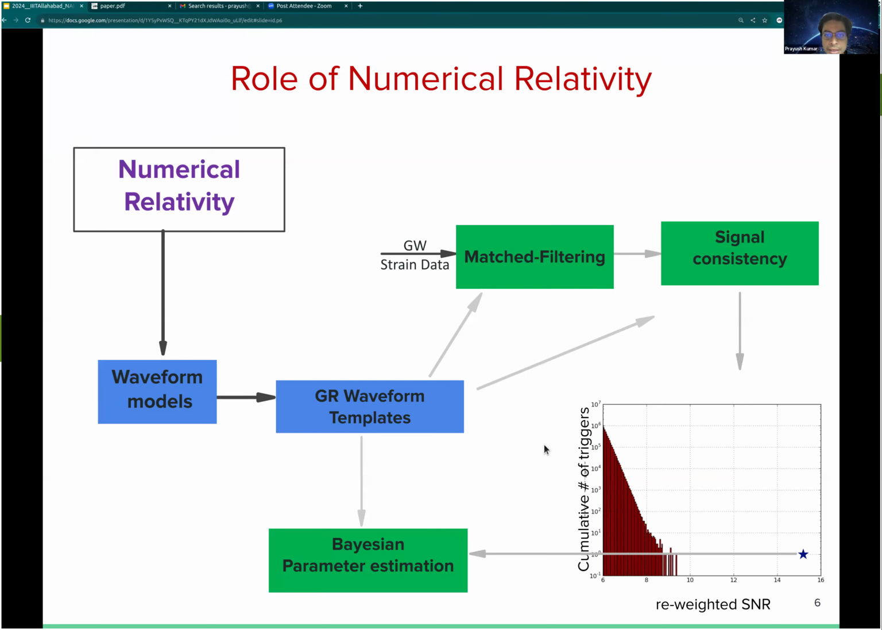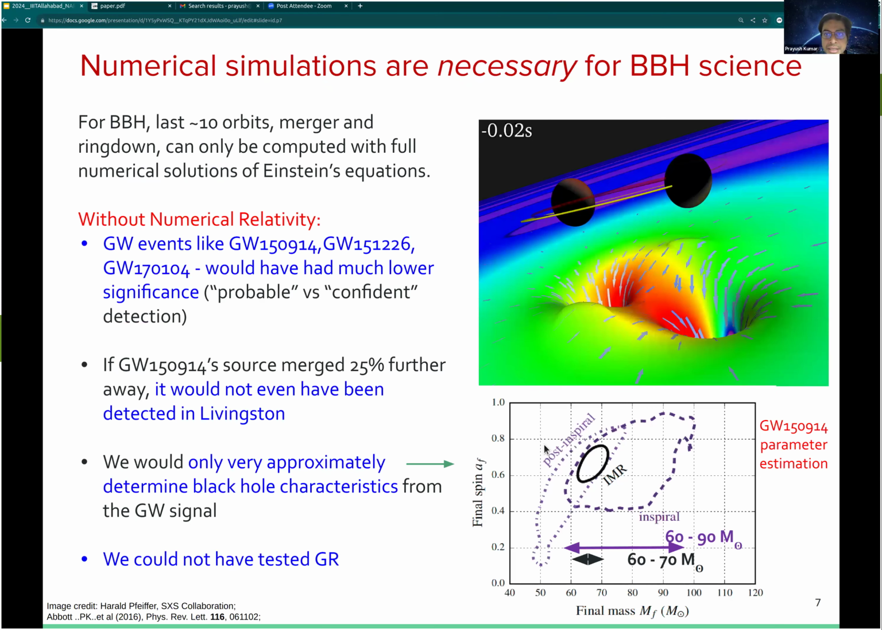Okay, so numerical relativity really plays a central role in this science at the moment, especially because we have heavy black holes as the most popular sources of gravitational waves at the moment, right? In fact, numerical simulations are indeed necessary for binary black hole science. That's because for the last several orbits before merger, for the merger itself, as well as the physics beyond merger, much of it can only be computed using fully numerical, fully nonlinear solutions of Einstein's equations. And this is the regime where analytical methods such as post-Newtonian theory break down.